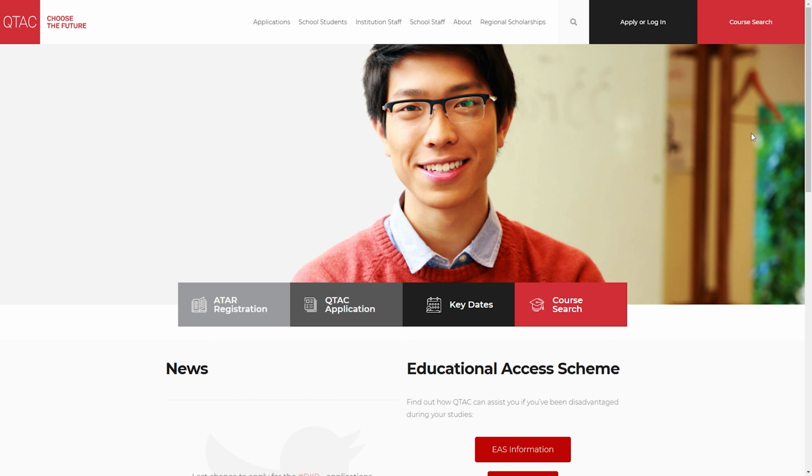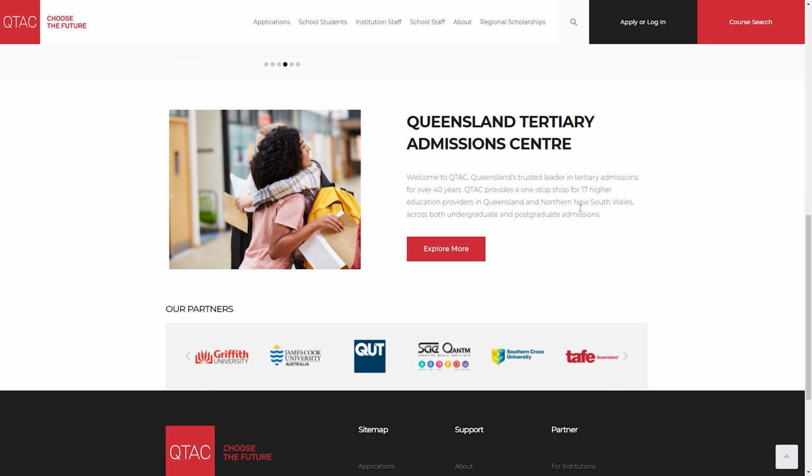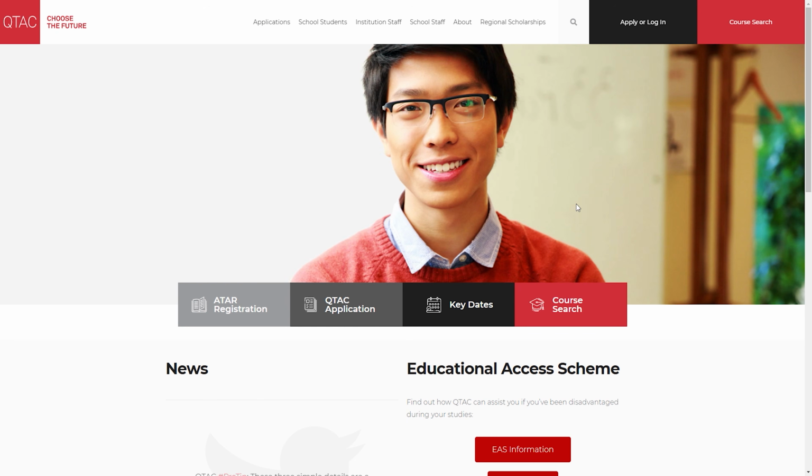So for a little bit of information on QTAC, the timely application close date is the 30th of September in 2021. Again, they didn't include the time that the application's closed, so I'd make sure to do it at least a day before on the 29th just to be really safe.